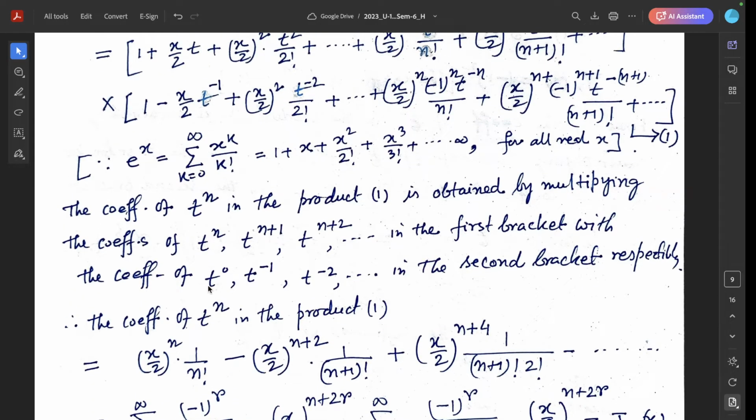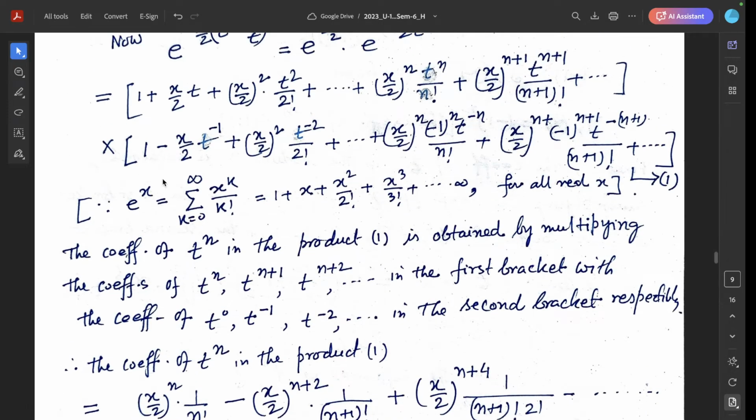Actually this is t to the power n into t to the power 0, and t to the power 0 is 1. Multiplying this, we get t to the power n+1 from the first bracket: (x/2)^(n+1) times 1/(n+1)!, and t to the power minus 1 from the second bracket, which is minus x/2. So this is the minus x/2.